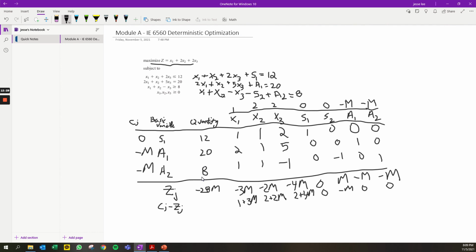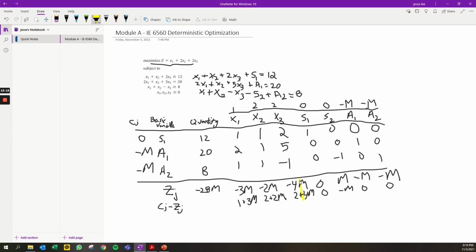Now, how do we read this? What are we looking for? Basically, what we're trying to do is see what will be the entering variable and what will be the leaving variable. And our first step to that is by looking at the last row and looking for positive numbers, right? And here we have 3 positive numbers, x1, x2, and x3. Now, what we're looking for is the largest number out of all of those. And what is our largest number here? It'd be the 4m, right, which is larger than 2m and 3m.